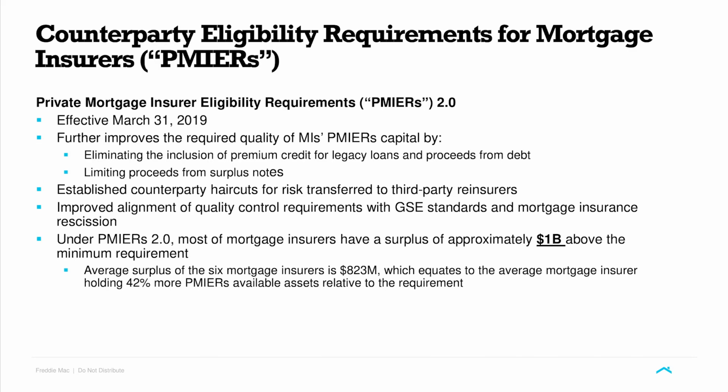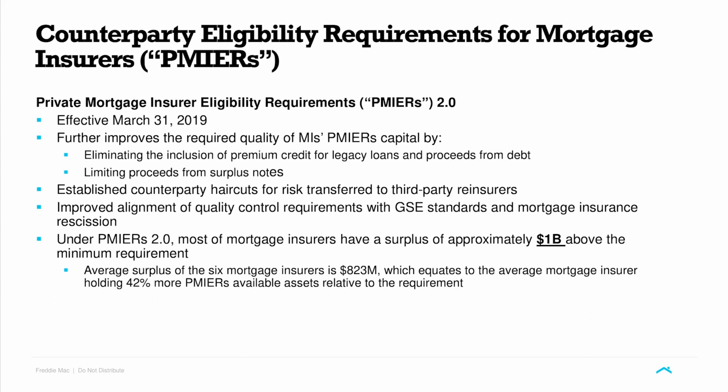I'll switch a little bit if we go to the next slide. As I mentioned, we also have mortgage insurers in our population. PMIERS was established for mortgage insurers post the most recent crisis, and in March of 2019 PMIERS 2.0 was also established. And with all of this, the original PMIERS and the tweaks that were made with 2.0, it also has put our mortgage insurers and our comfort level with them in a different position than we felt probably the last crisis.